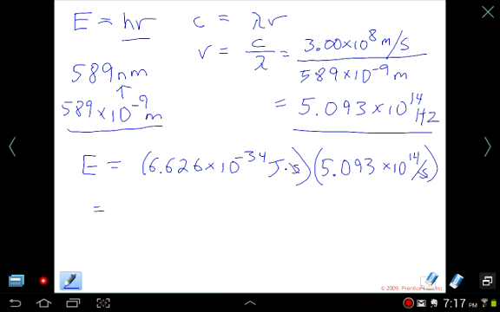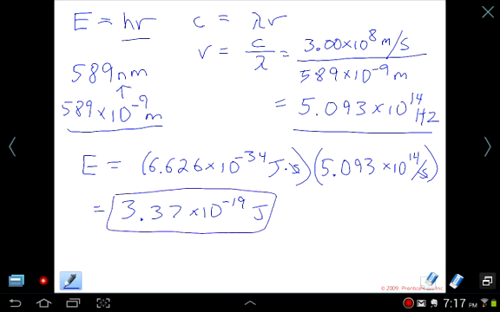So we'll take that number and multiply it by Planck's constant, 6.626 times 10 to the negative 34. We should get ourselves a value that looks like this, 3.37 times 10 to the negative 19 joules. And using significant figures, it looks like we require 3, so that's exactly what we'll put down.